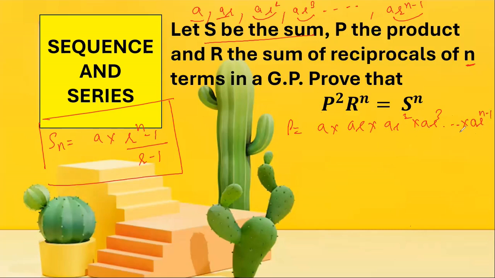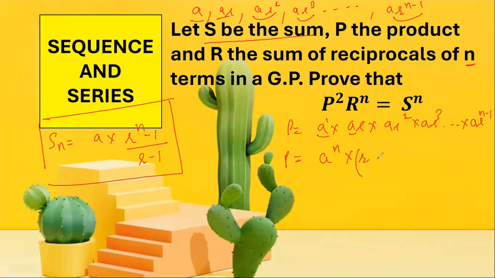So if you see A times A times A times, how many times do you have A? You have n times. So it will not be nA, because you are not adding them, you are multiplying them. Whenever we multiply something with the same base, the powers get added. So 1 plus 1 plus 1, how many times do you have power 1? n times. So it will be A raised to the power n.